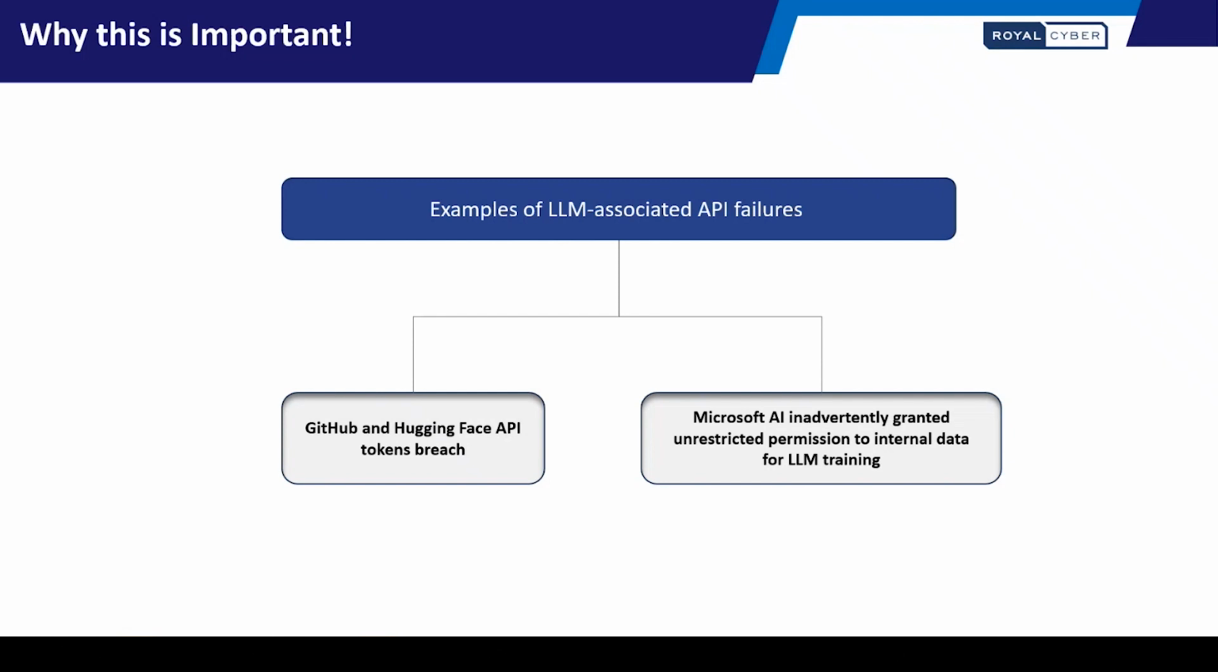Another example of API security failure occurred in 2023 when Microsoft AI researchers inadvertently granted unrestricted permissions to a staggering 38 terabytes of sensitive information, encompassing internal messages, secret keys, and more. This lapse occurred during the development of an LLM training set, which was inadvertently published to GitHub with erroneous permissions.